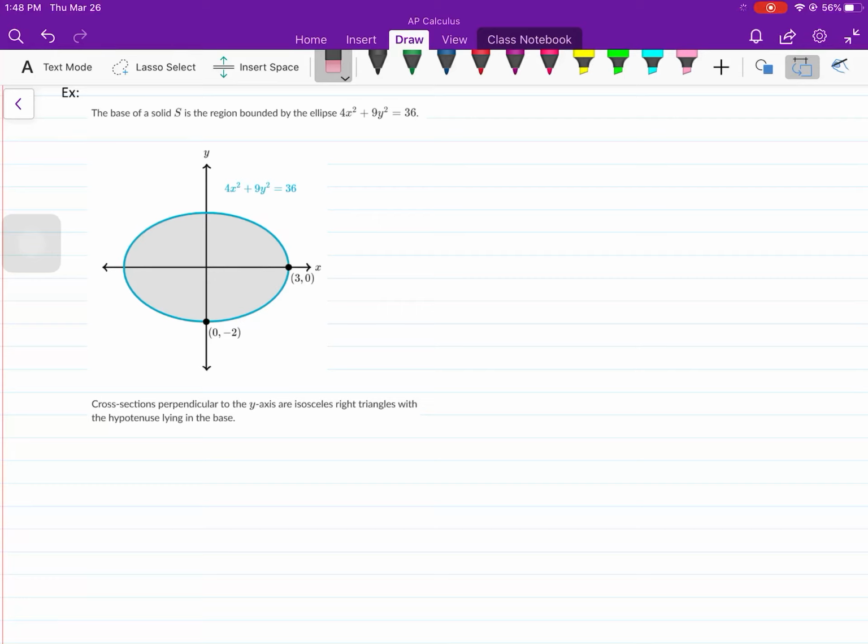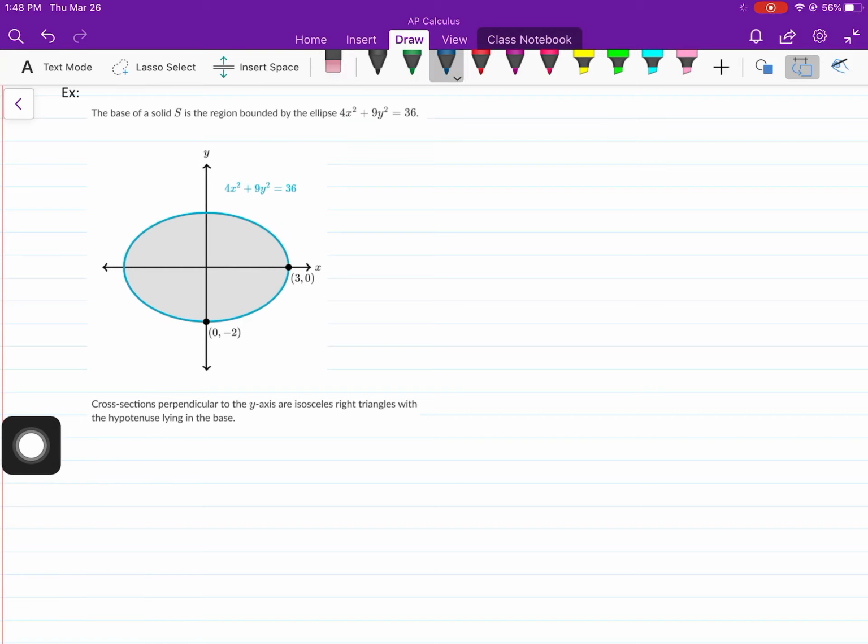So this is about as difficult as these cross-section problems get. So this is going to be quite a fun example for all of us to go through. The base of the solid S is the region bounded by the ellipse 4x squared plus 9y squared equals 36. Now the cross-sections perpendicular to the y-axis are isosceles right triangles. So that's the big part there, isosceles right triangle.